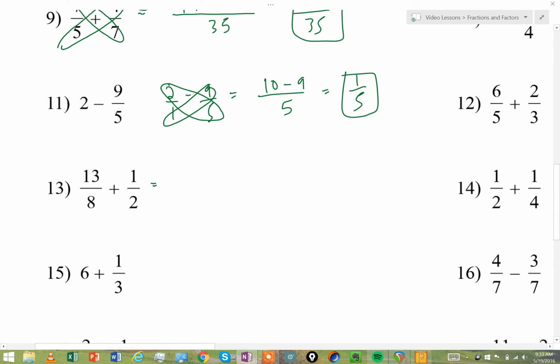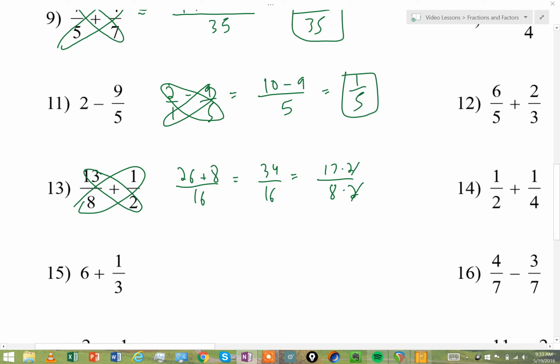Okay, now here's an interesting problem. So with this one, we don't have a common denominator, but we also don't have completely different denominators. So somewhere in between, right? Now we could, of course, do the same method as we were doing. So we would get 26 plus 8 over 16, which would be 34 over 16, and then we'd have to reduce. 34 is 17 times 2. 16 is 8 times 2. The 2's will cancel, and we'll have 17 over 8 as our final answer.